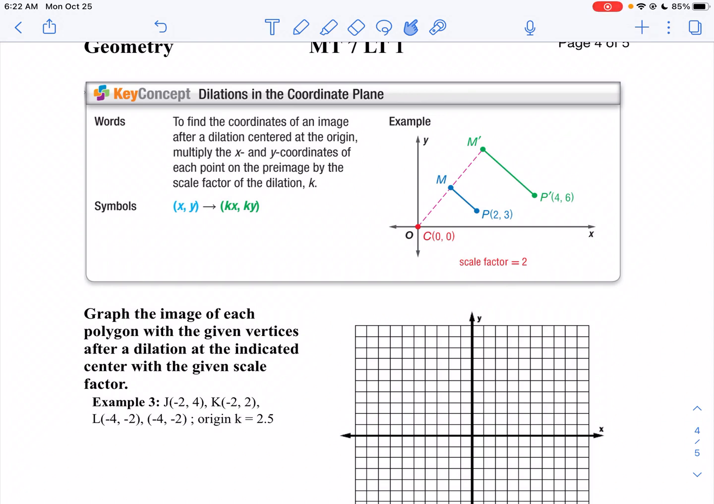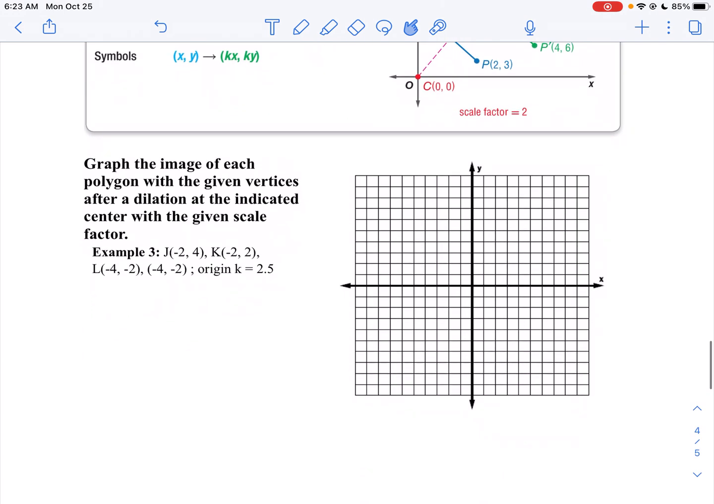To find the dilation in a coordinate plane, if we have 0, 0 as the center of our dilation, we multiply each of our variables by the constant, which we'll call k. If it's not at the center, I would translate it so it was at the center and then perform the dilation. So in other words, let's take a look at a couple of problems here.